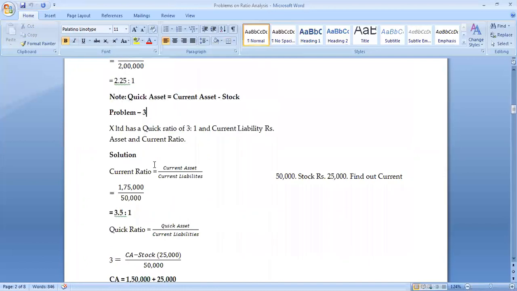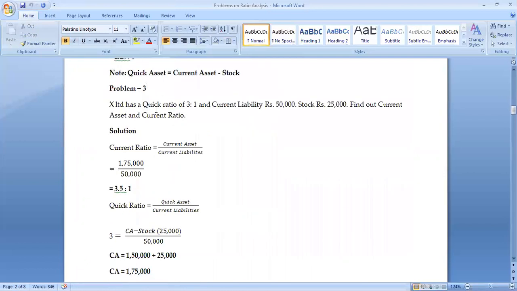Clear? Yes. Problem number 3. X Limited has a quick ratio of 3:1. Be very particular. See here, the quick ratio is given, and current liability rupees 50,000, stock rupees 25,000. Find out the current assets and current ratio. You need to find out the current assets and the current ratio.